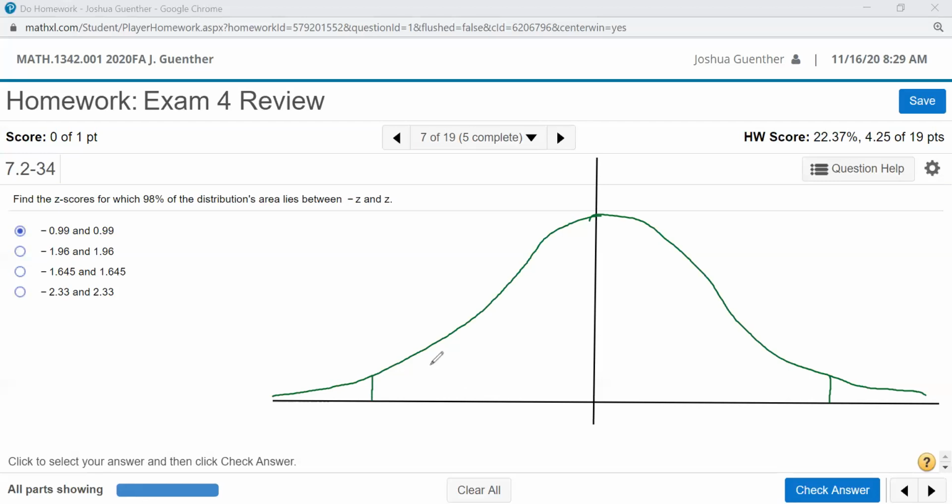Okay, what they're saying is they want you to pick z-scores that are reflections of each other, meaning that whatever this z-score is, its negative is just on the other side here, but it's going to have the same absolute value. Then what we want is the area under the curve in between these z-scores to be 98%. So we want 98% or 0.98 to fall in here.